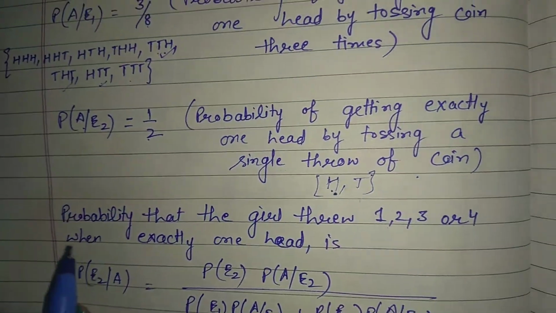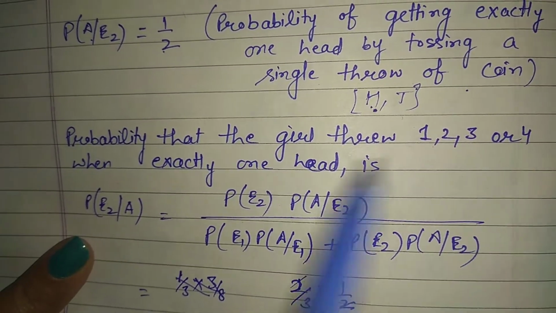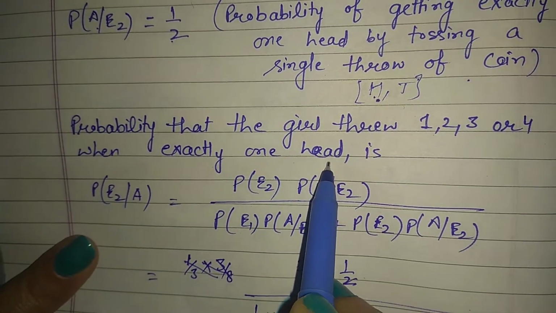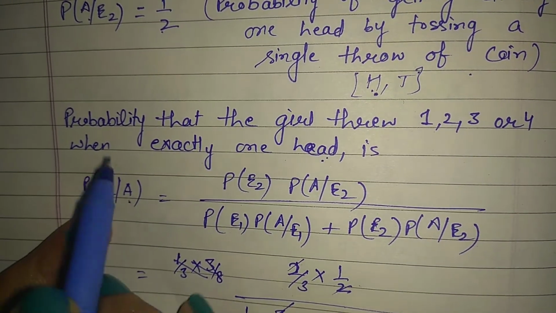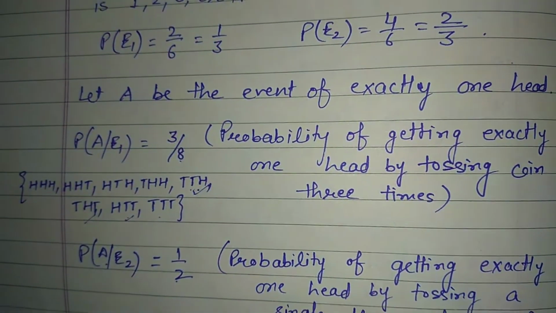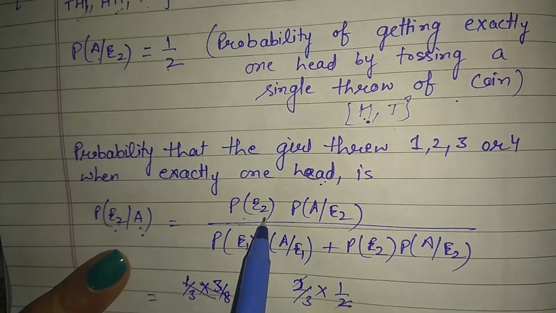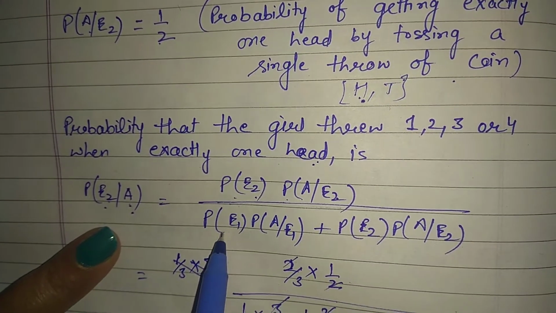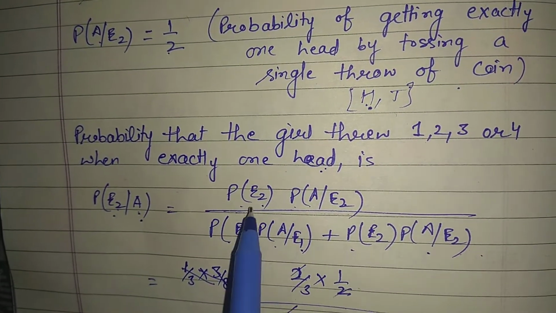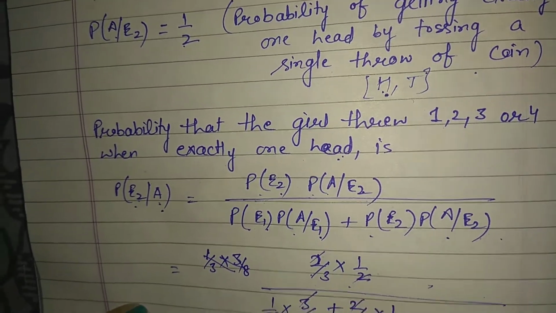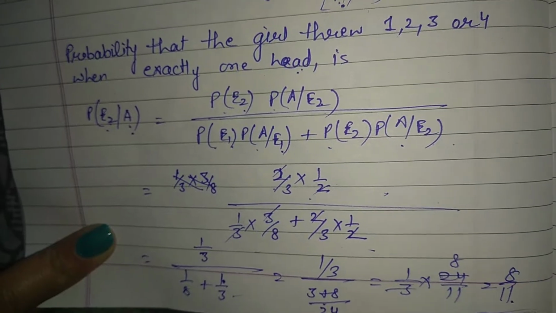But in this case we have to find the probability that the girl threw 1, 2, 3 or 4 when exactly one head comes. So it is P(E2|A). E2 is the event when 1, 2, 3, 4 comes. By Bayes theorem, the formula is P(E2) into P(A|E2) upon P(E1) into P(A|E1) plus P(E2) into P(A|E2). So we will put the values of these. After solving we will get the answer 8 by 11. So this is the probability.